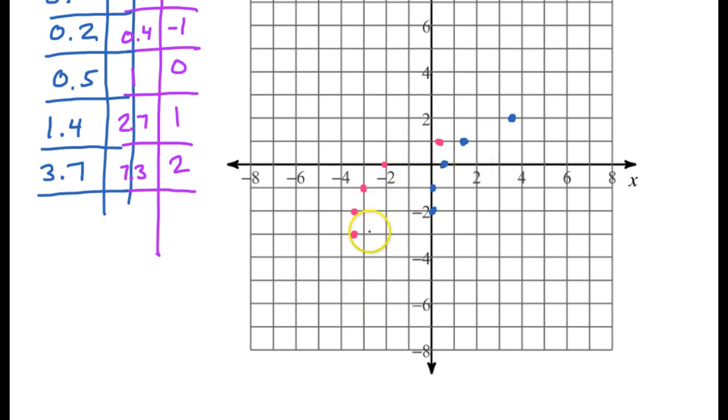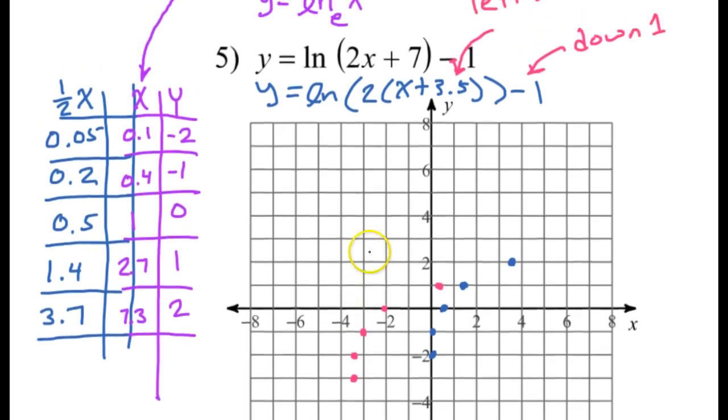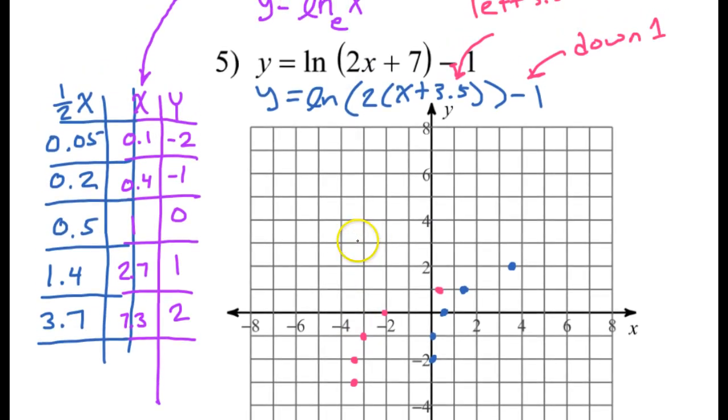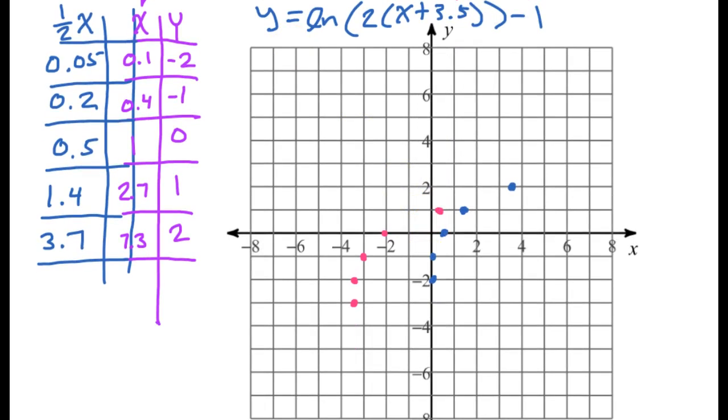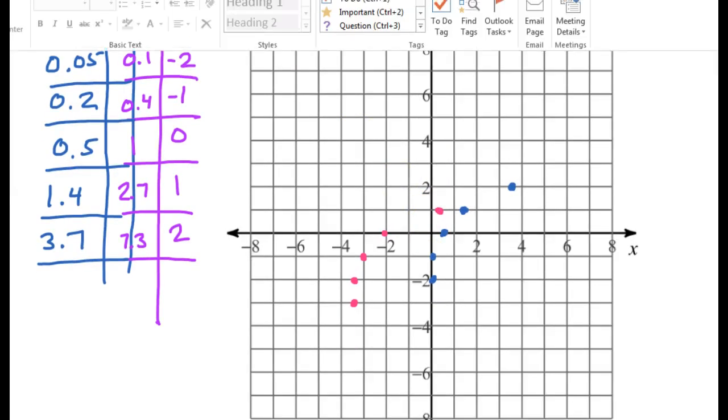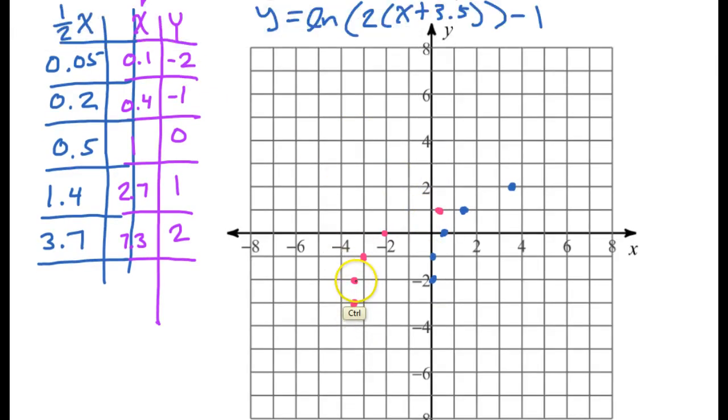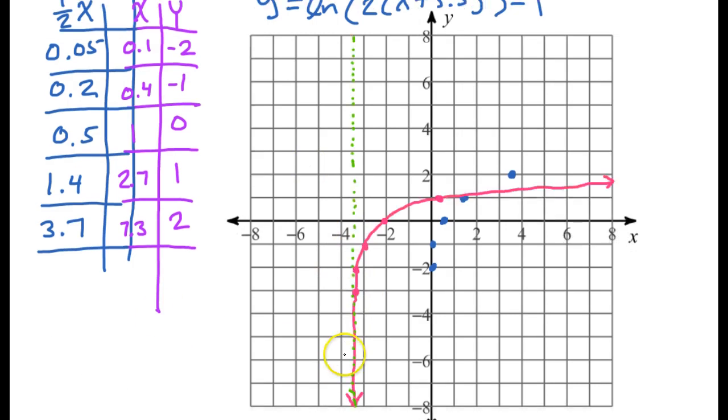But before I draw the curve, I need to show the new vertical asymptote. Because the graph has shifted left 3.5 from the parent function, the vertical asymptote is going to be here at x equals negative 3.5. So your graph should look something very much like this.